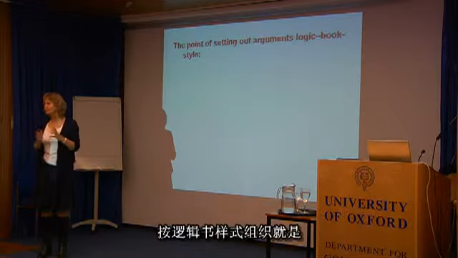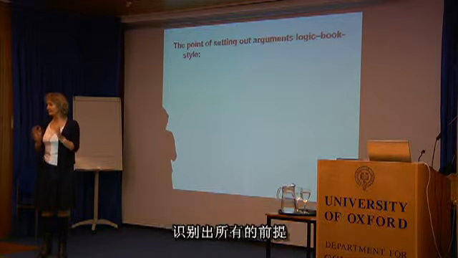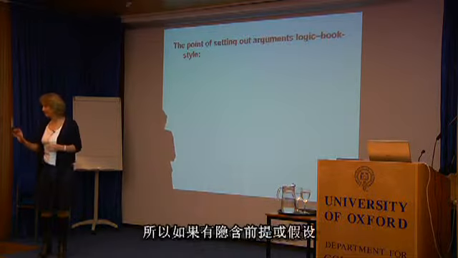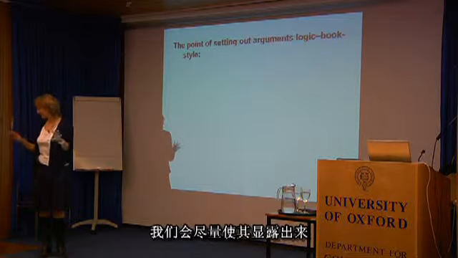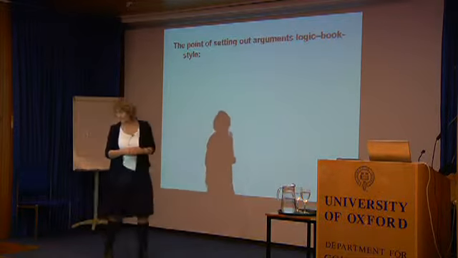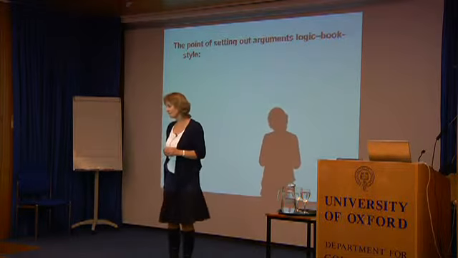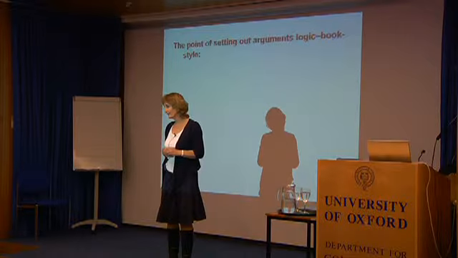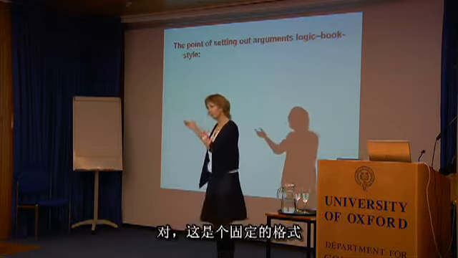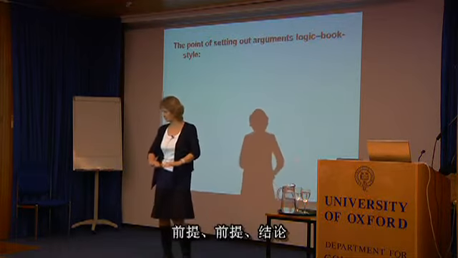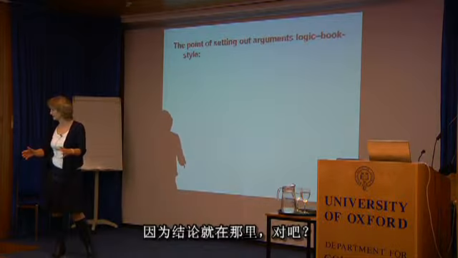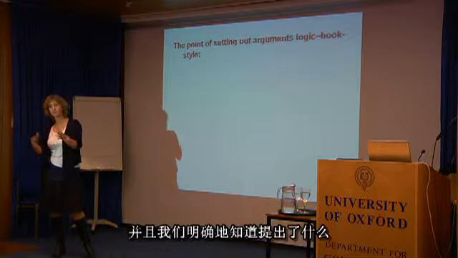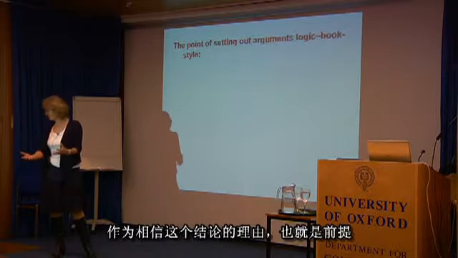Absolutely, that's right. What we do in setting out an argument logic book style is we actually identify all the premises. So if there's a suppressed premise or an assumption, as Paul says, we try and make it explicit if we can. Do you do it in a set format so you don't have to rearrange the sentences to work out what the premises and what the conclusions are? Absolutely, it's a set format. So if you remember what was on there, you've got premise, conclusion. So we know exactly what is being argued for, because that's what the conclusion is, isn't it? And we know exactly what's being put forward as reasons for believing that thing, which are the premises.